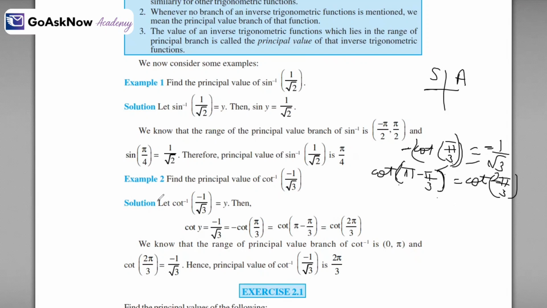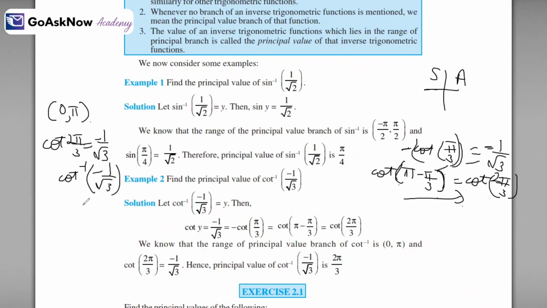And we also know that the range of the principal value branch of cot inverse is 0 to pi. So 0 to pi, the open interval, is the range of cot inverse, as we have already seen. And cot 2 pi by 3 is also equal to minus 1 by root 3. We have already assumed that cot y is equal to minus 1 by root 3. So hence the principal value of cot inverse minus 1 by root 3 is equal to 2 pi by 3. So this is our answer for this question.